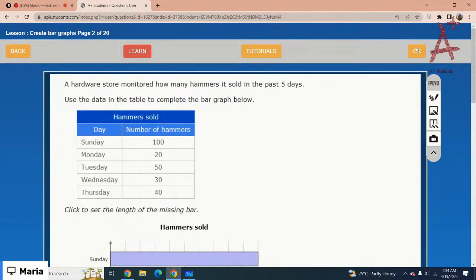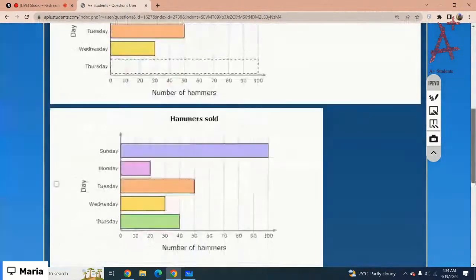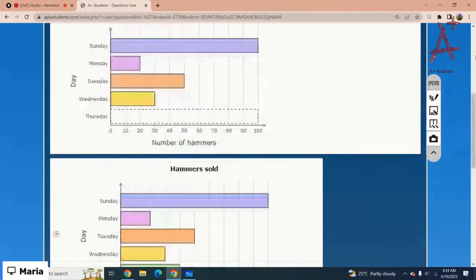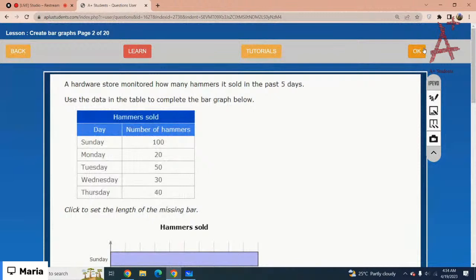Okay, a hardware store monitored how many hammers it sold in the last 5 days. Use the data in the table to complete the bar graph below. Okay, so 100, 20, 50, 30, 40. Option number 1 is the correct option. Got it? Just match all the values with the table.